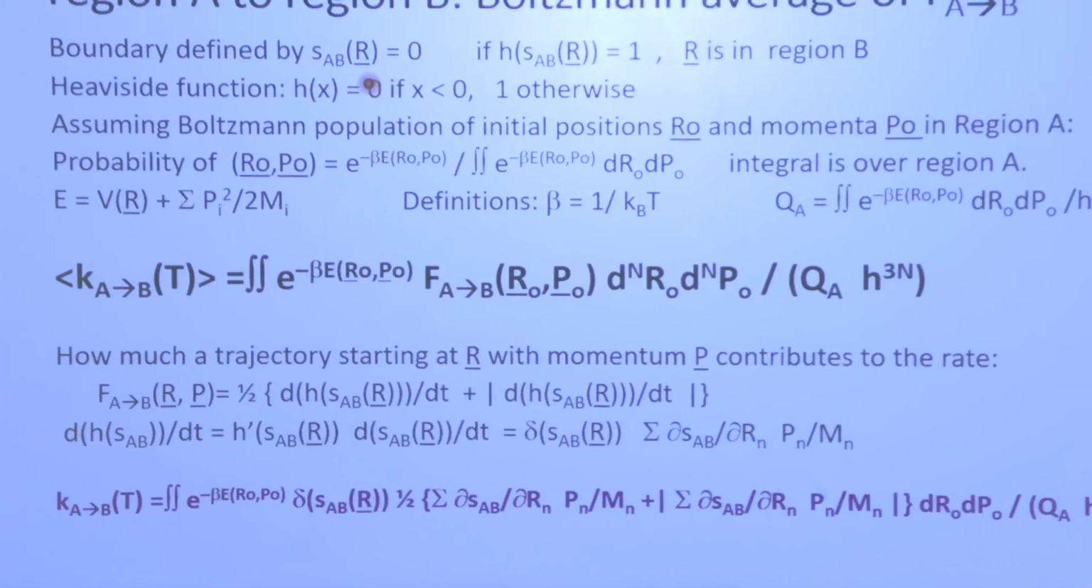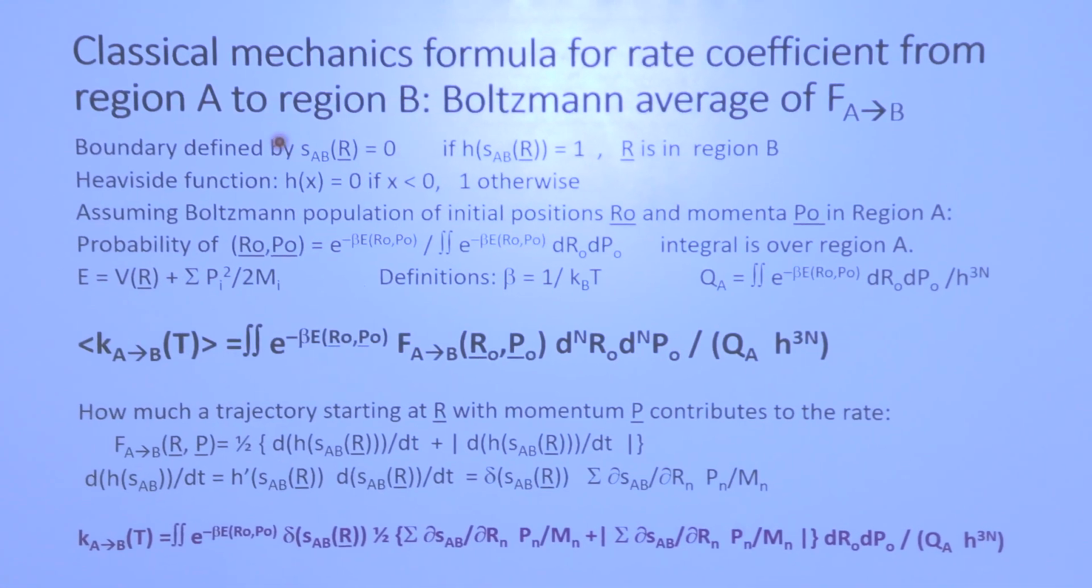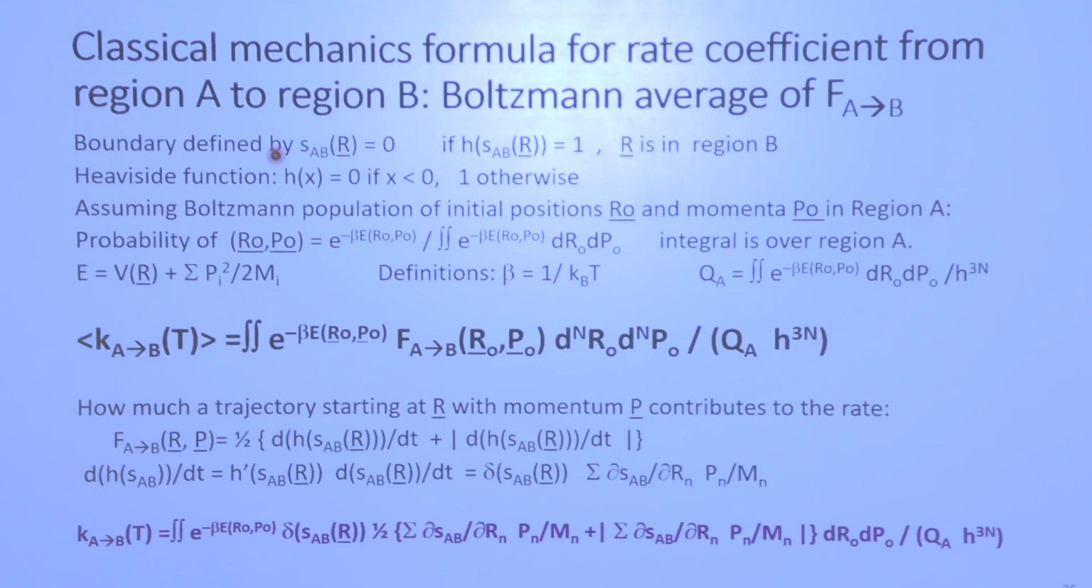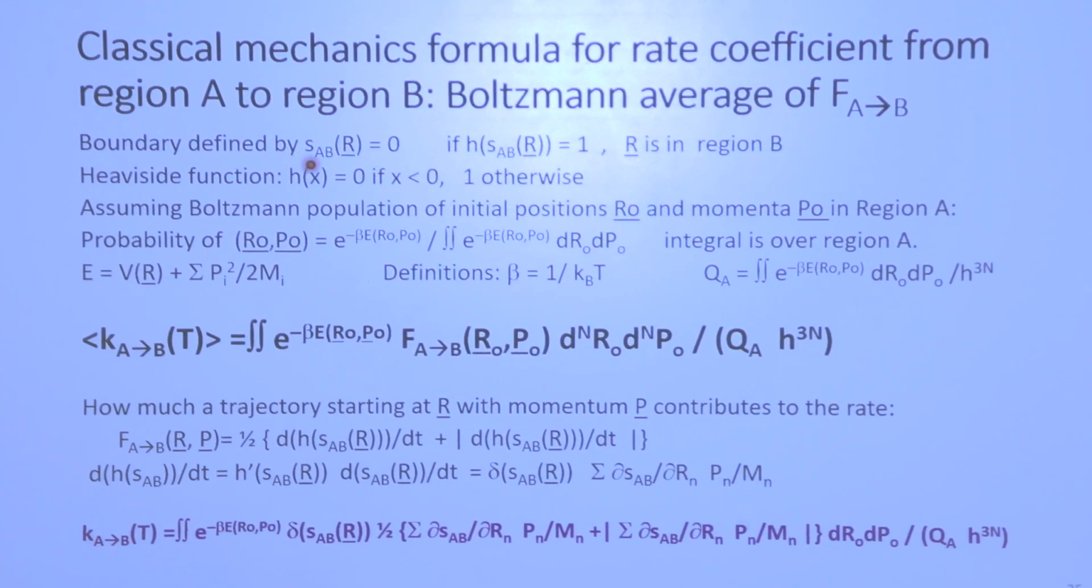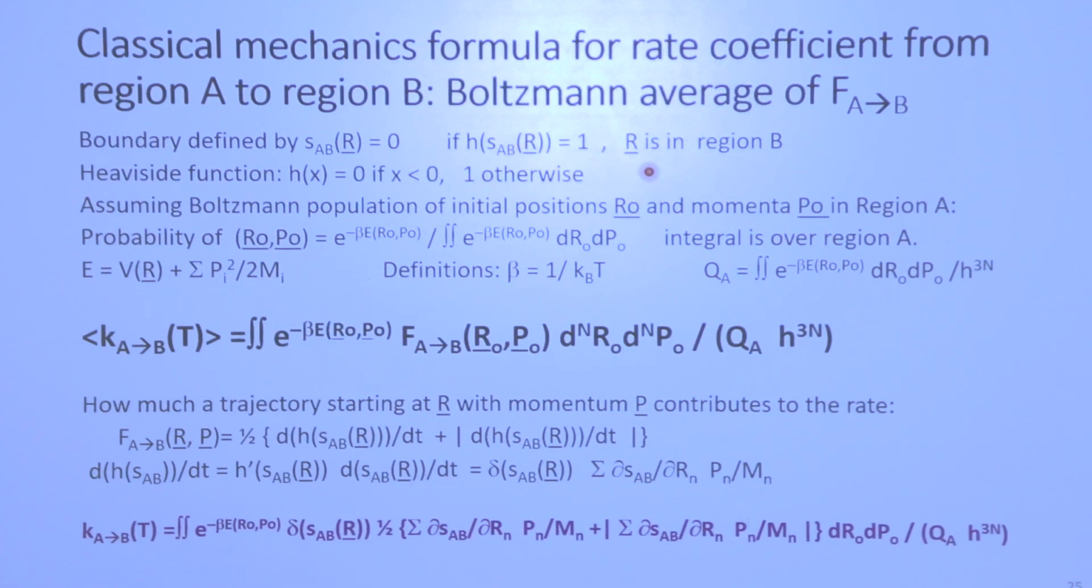And to do it, basically I need to define the dividing surface between A and B, and that's going to be some contour in the R space that separates the two. And I define it so that if the Heaviside function of this thing is equal to 1, that means if S is positive, then I'm in region B. If S is negative, then I'm in region A. So S, this is S equals 0.